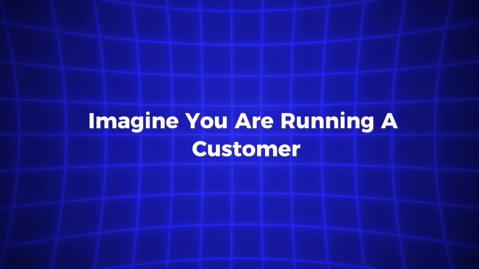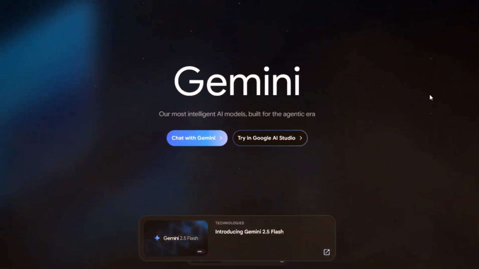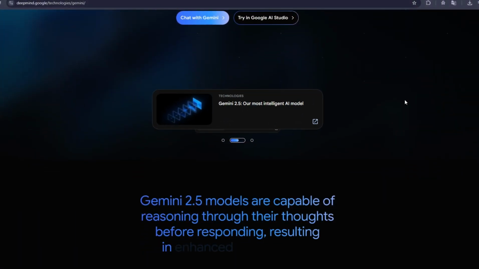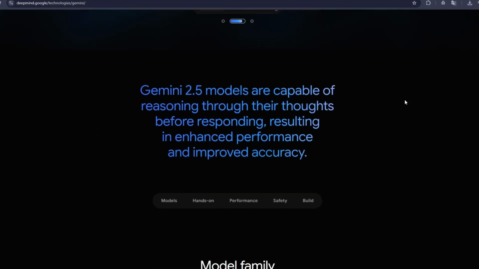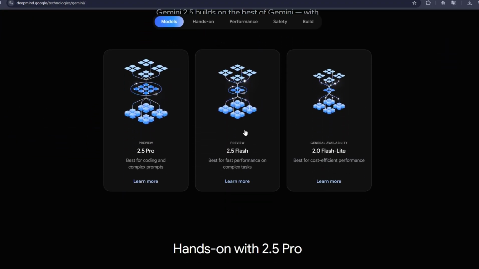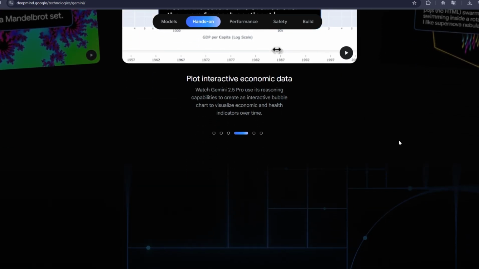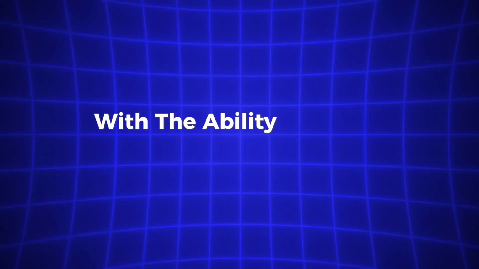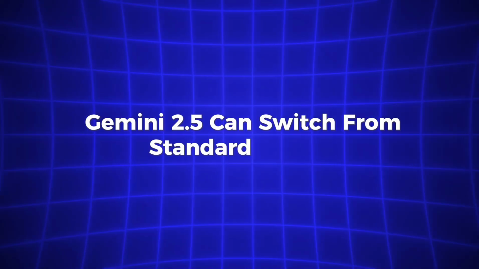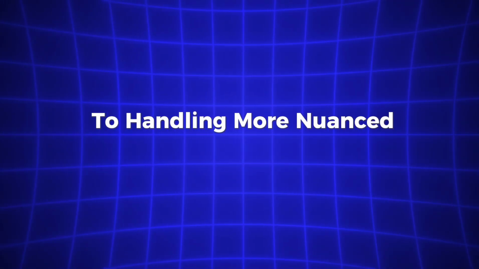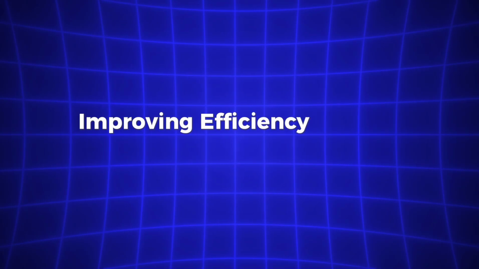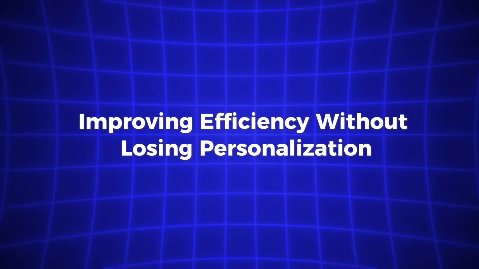Imagine you are running a customer support center for a large company. With Gemini 2.5, you can automate much of the support process by having the AI answer common customer inquiries. This not only frees up human agents to handle more complex issues, but also reduces response times and improves customer satisfaction. With the ability to toggle reasoning modes, Gemini 2.5 can switch from standard queries to handling more nuanced customer concerns, improving efficiency without losing personalization.